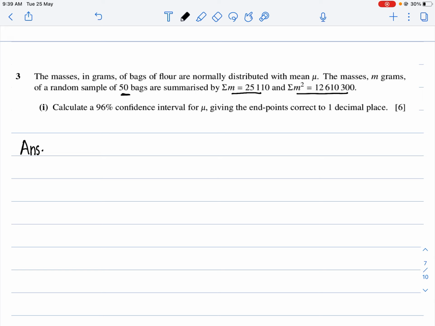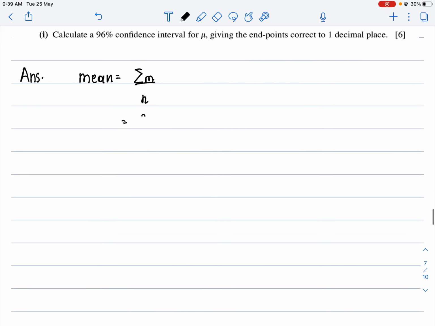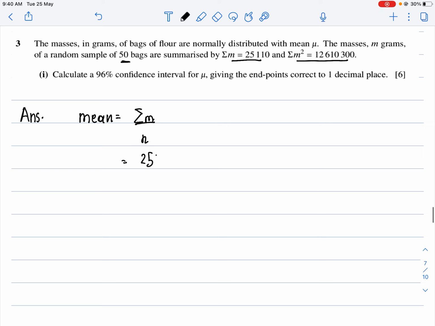So the first thing we need to do is calculate the mean, which is basically given by the summation of m over n. Summation of m is basically 25110 over 50. I can simply solve this on the calculator, and I get my answer as 502.2.